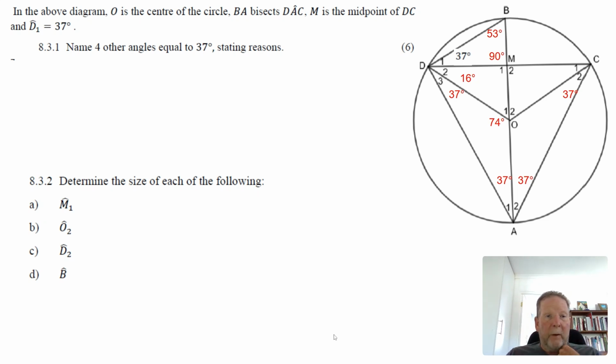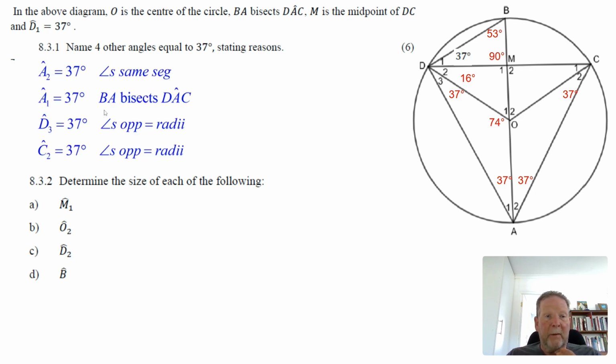Here's a geometry question where they're asking to name 4 other angles equal to 37 degrees. All you're given is that D1 is 37 degrees. Now, how did I get all these other 37 degrees? Well, let's take a look at it.